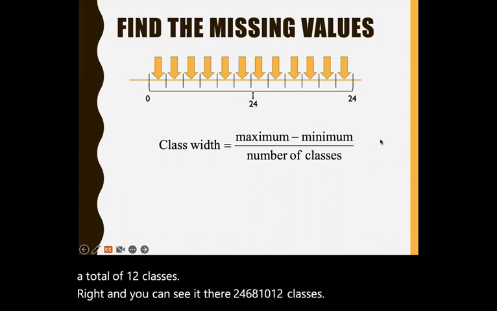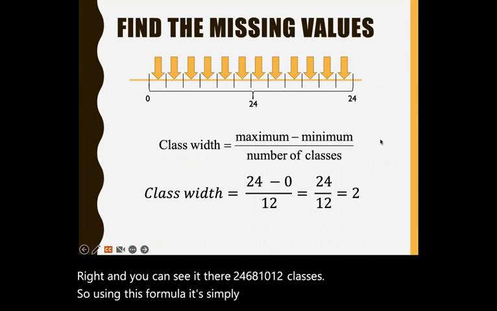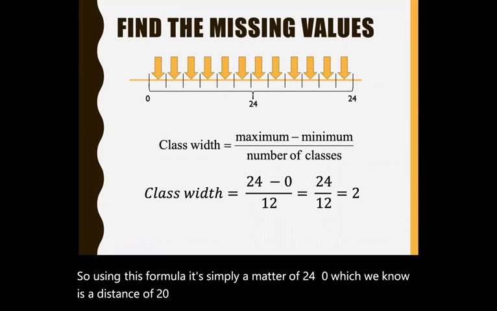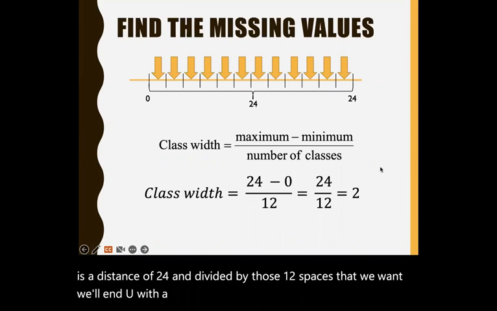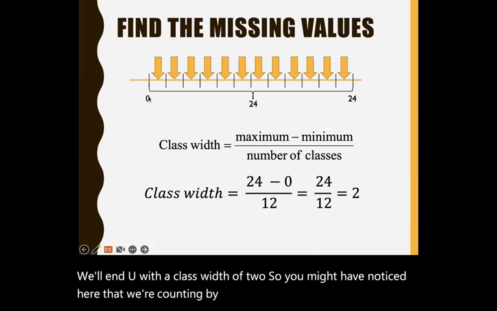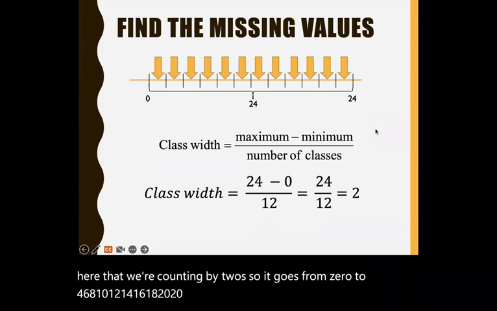So using this formula, it's simply a matter of 24 minus 0, which we know is a distance of 24, and dividing by those 12 spaces that we want, we'll end up with a class width of 2. So you might have noticed here that we're counting by 2s. So it goes from 0, 2, 4, 6, 8, 10, 12, 14, 16, 18, 20, 22, 24.